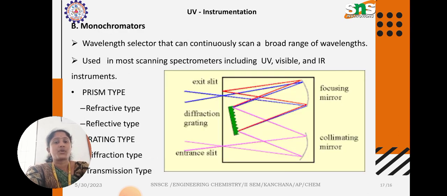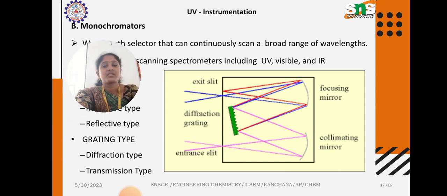And then monochromators: a wavelength selector that can continuously scan a broad range of wavelengths, used in most scanning spectrometers including UV visible and IR instruments. Prism type, refractive type and reflective type, and grating type, diffraction type and transmission type.